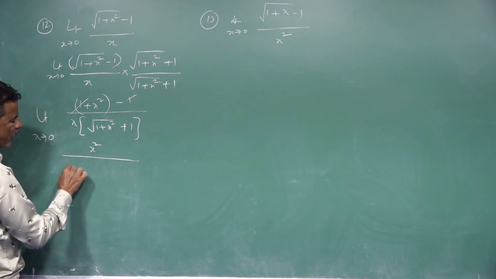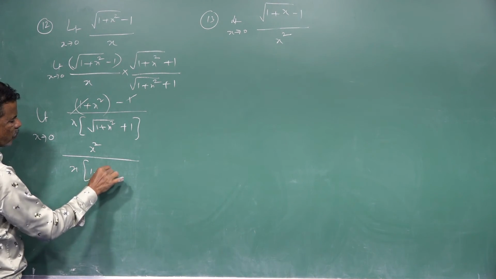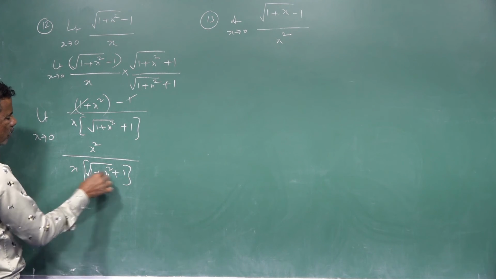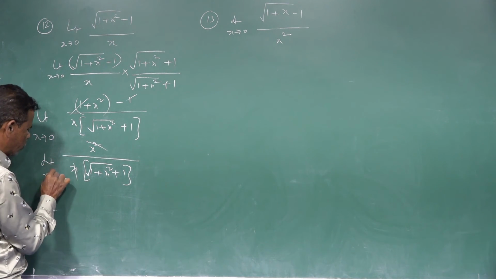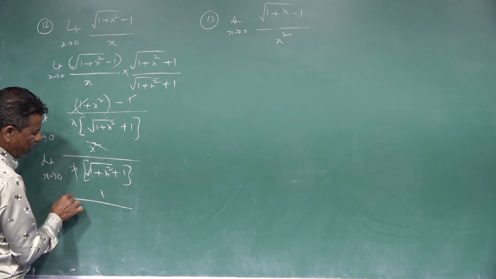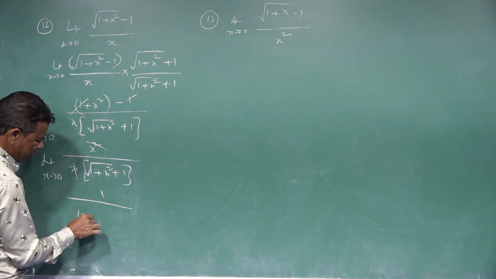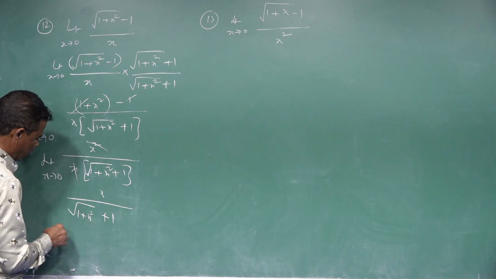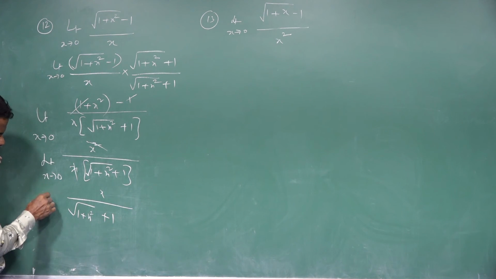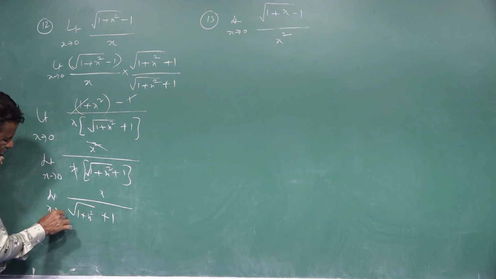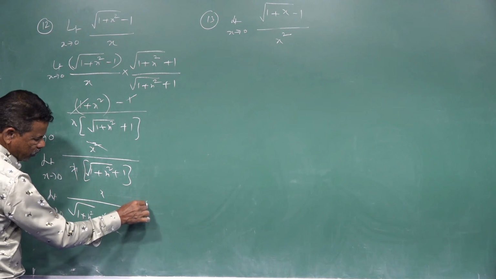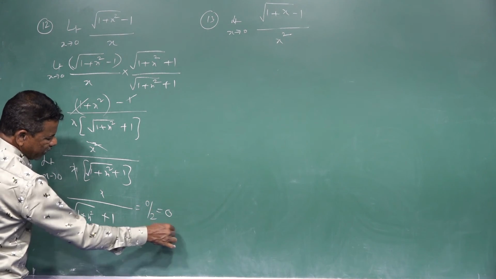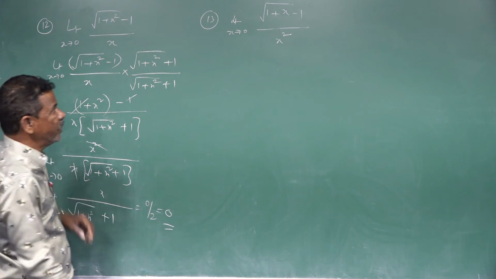x squared by x times the root of 1 plus x squared, plus 1. So x gets cancelled, only x by the root of 1 plus x squared plus 1, as the limit tends to 0. That gives 0 by 2, which is 0.